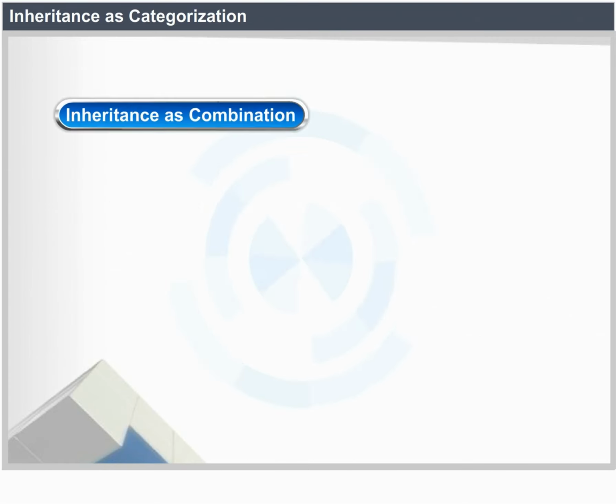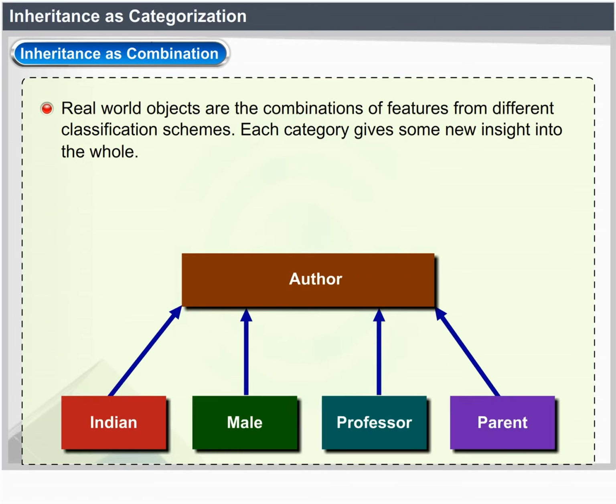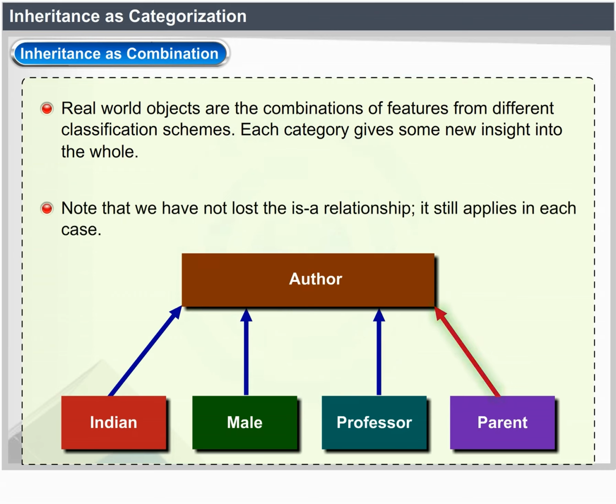Inheritance as combination. Real-world objects are a combination of features from different classification schemes. Each category gives some new insight into the whole. The author is Indian, and the author is male, and the author is a professor, and the author is a parent. Note that we have not lost the is-a relationship. It still applies in each case.